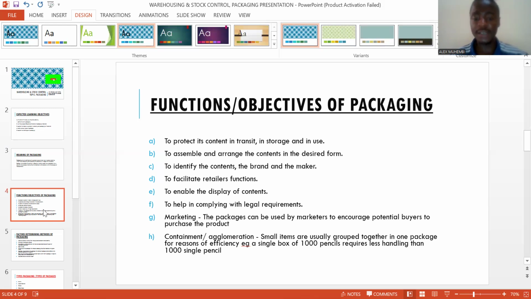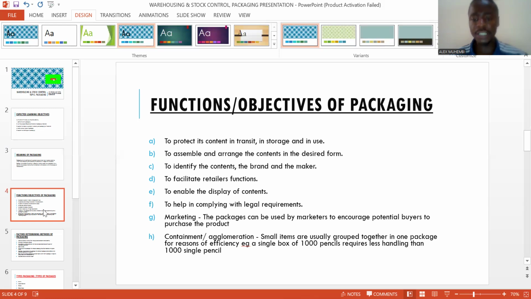Another function of packaging is containment, or what you call agglomeration. Now, in this case, this is what it means, that small items are usually grouped together in one package for reasons of efficiency. For example, you could have a single box of 1,000 pencils. It requires less handling than 1,000 single pencils.